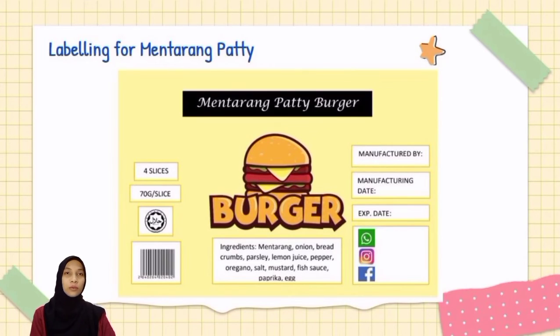Okay, this is our labeling for Mentarang patty, which has the title, Mentarang patty burger, logo, ingredients, manufactured by, manufacturing dates, expired dates, WhatsApp, Instagram, Facebook, barcode, halal logo, and also the weight.